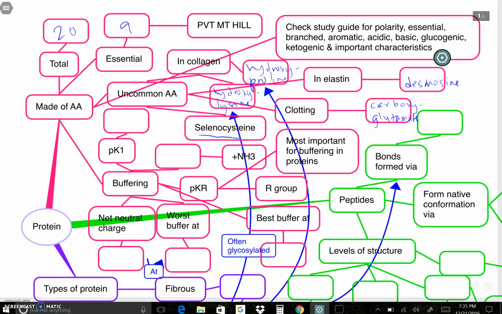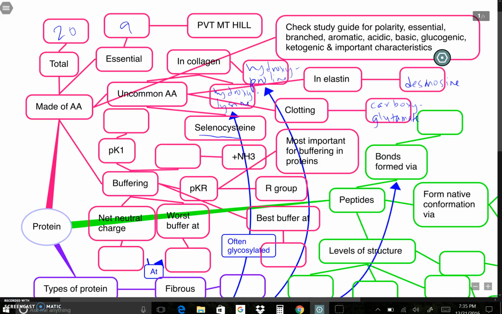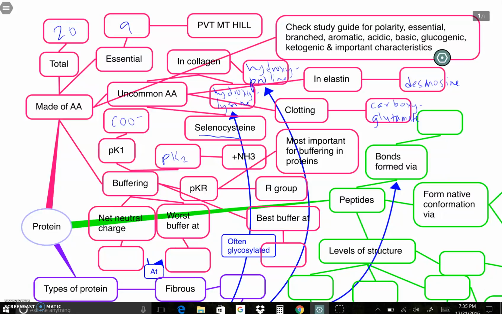Some of our functions of amino acids are buffering. When it comes to buffering, we have pK1, pK2, and pKR. pK1 is associated with the carboxylic acid. pK2 is associated with our amino group. And pKR is associated with our R group. The pKR is the most important pK for buffering because every peptide has a single pK1 and a single pK2 with a whole bunch of pKRs in between.